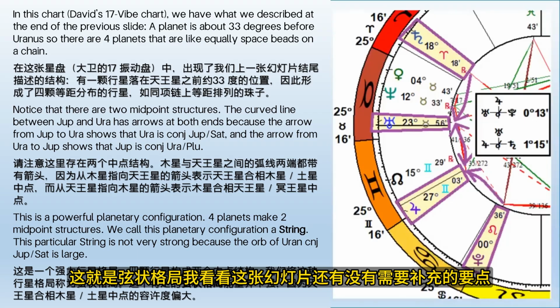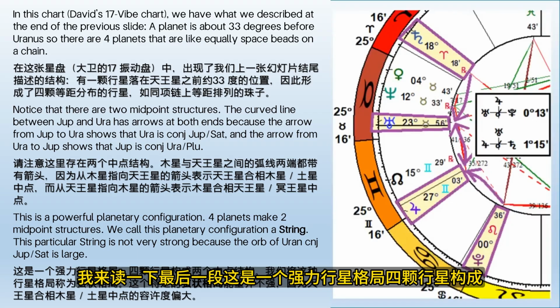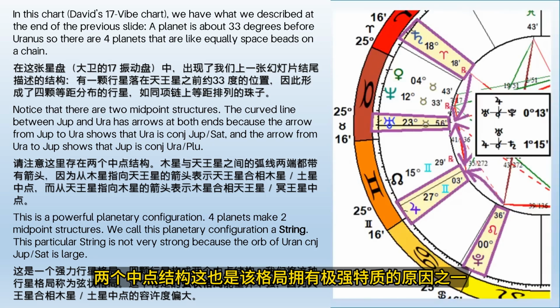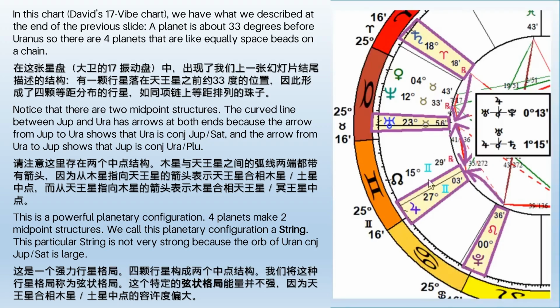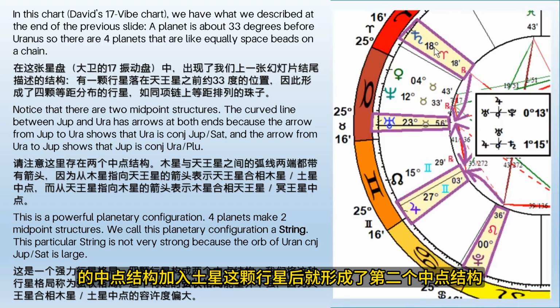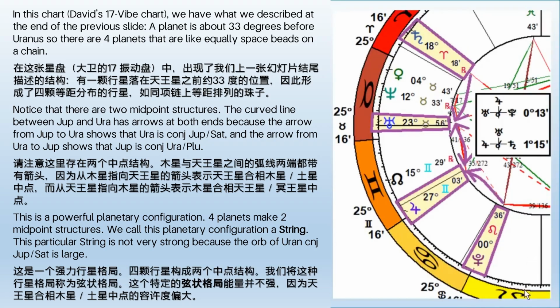So let's see if I've got other notes here on this slide that I want to mention. Let me read this last paragraph. This is a powerful planetary configuration. 4 planets make 2 midpoint structures. And that is one of the ways in which this configuration has this awesome quality to it. You're adding one more planet to the midpoint structure. So we had the Jupiter, Uranus, Pluto midpoint structure. We add one more planet, Saturn, and we get another midpoint structure.